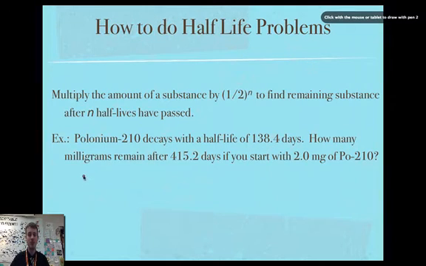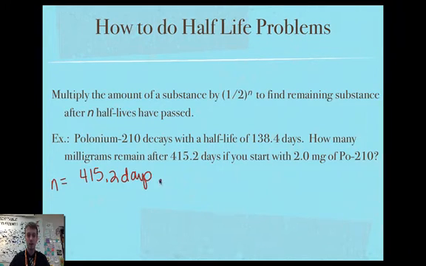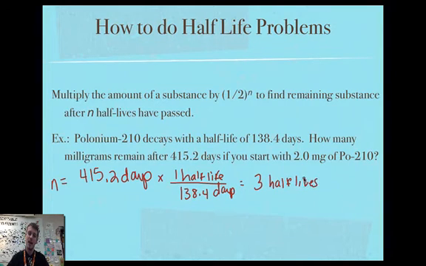Alright, so how many half-lives do you have? Well, you're going to start by saying, what is the time? So n, my number of half-lives, is going to be the amount of time that has elapsed, divided by however long the given time is for a half-life. So 415.2 divided by 138.4. That's when you want to pull out a calculator, and you should get 3. So n equals 3. So I have my formula for half-lives.